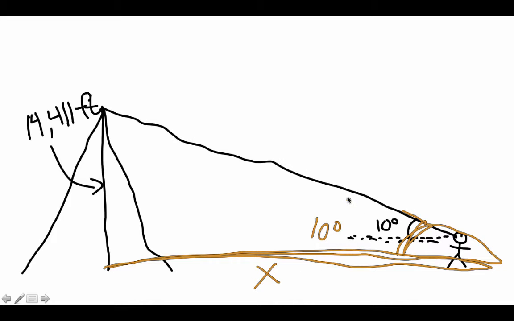So I think about what trig function uses this angle, this side here, and this side here. That's the opposite side from me. That's the adjacent side to me. So I would say that the tangent of 10 degrees equals 14,411 divided by x.